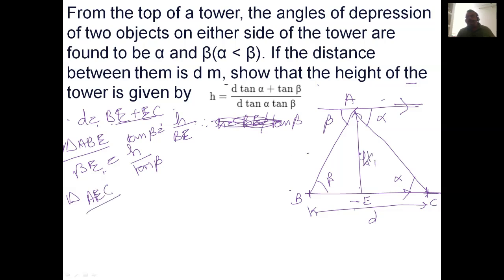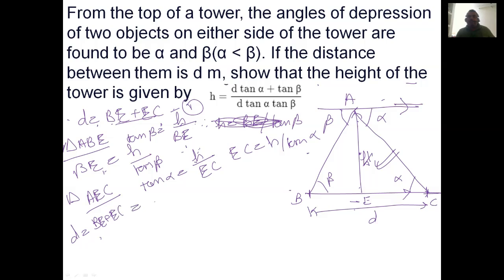I am talking about this triangle. We have tan alpha is equal to H upon EC. From here we will get EC is equal to H upon tan alpha. And from equation 1 we know that D is equal to BE plus EC. So I put the value: H upon tan alpha plus H upon tan beta.